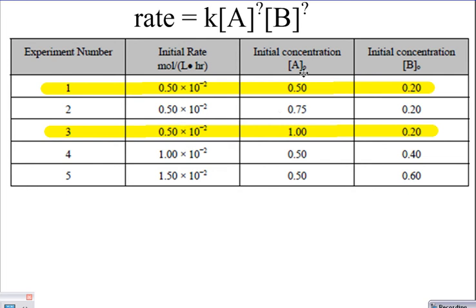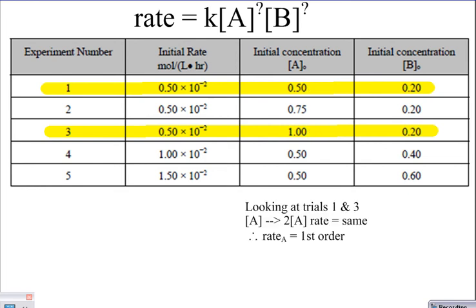Well, the initial rate stayed the same. So by looking at trials 1 and 3, where the concentration of A doubles, the rate stayed the same. Therefore, the rate with respect to A must be first order. So we already have our first one right there. Let's go ahead and plug that into our rate expression.